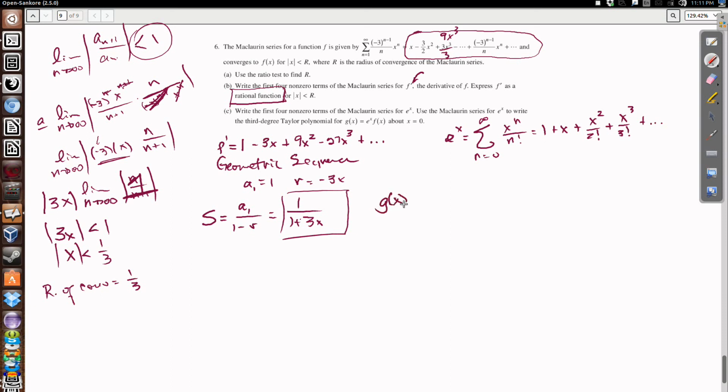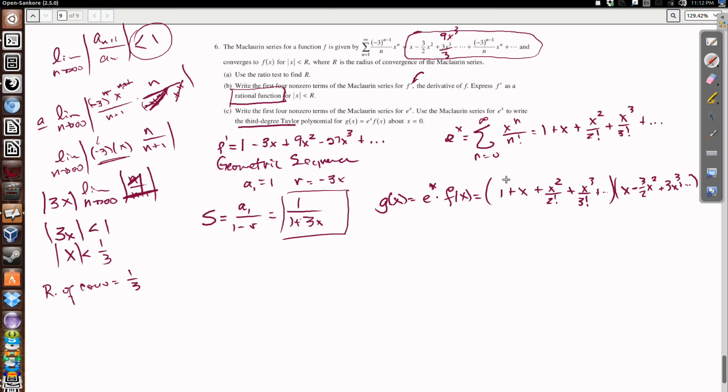So g of x is supposed to be e to the x times f of x, where e to the x is what we just put. So x squared over 2 factorial, x cubed over 3 factorial. And there's going to be stuff here, but none of this stuff is going to contribute to a third degree Taylor polynomial. Only third powers and less will contribute. And this is going to be times x. So I'm going to have x minus 3 halves x squared plus 3x cubed plus stuff. And again, only stuff up to the third power is going to contribute to a third degree Taylor polynomial.